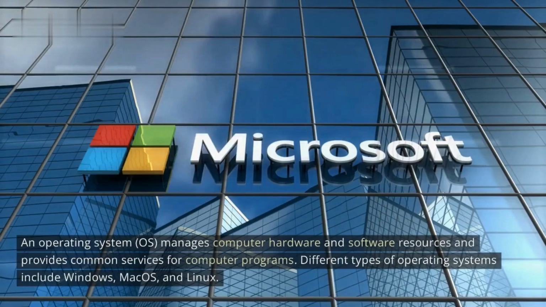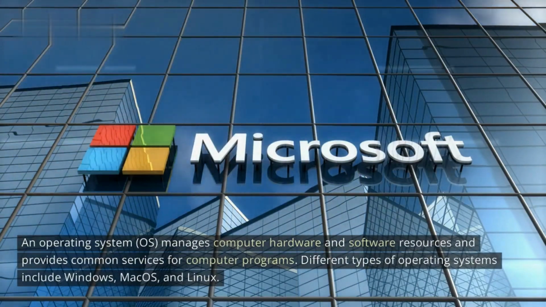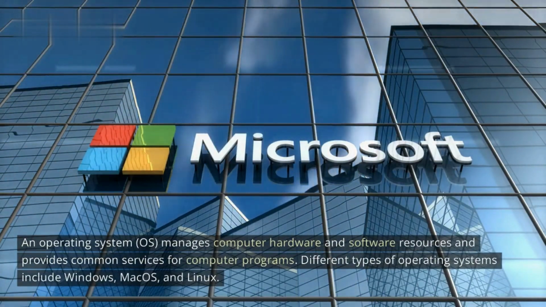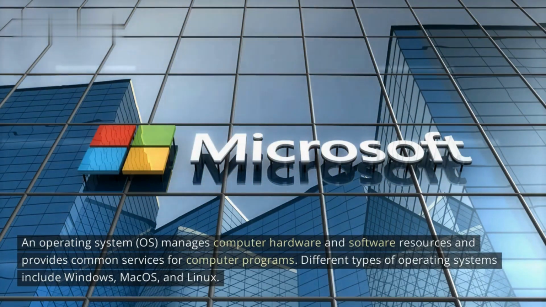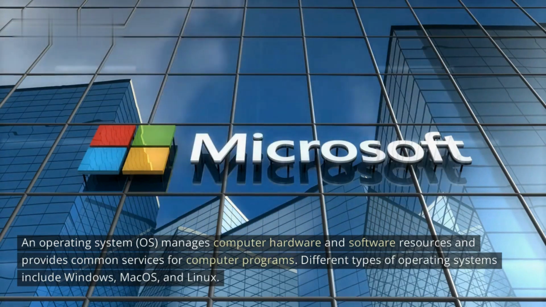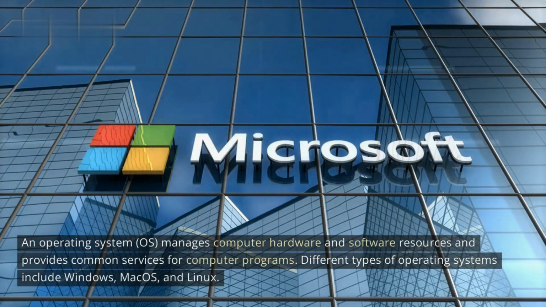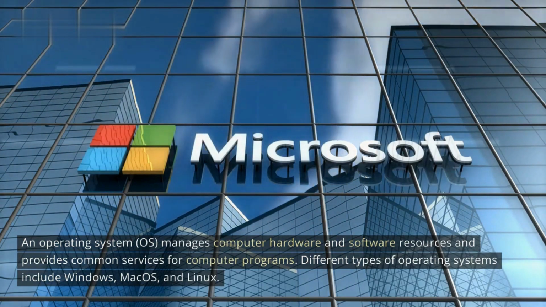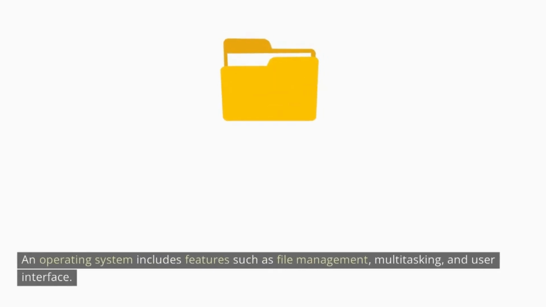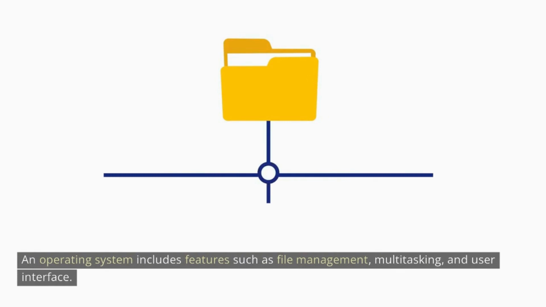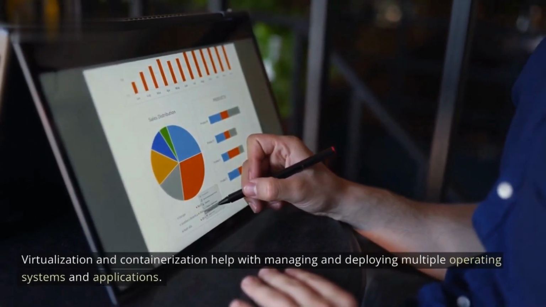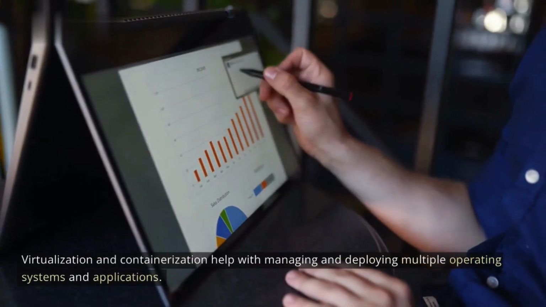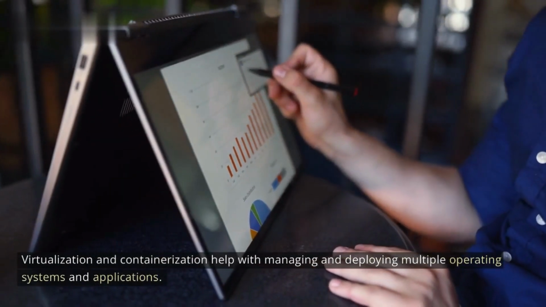An operating system (OS) manages computer hardware and software resources and provides common services for computer programs. Different types of operating systems include Windows, Mac OS, and Linux. An operating system includes features such as file management, multitasking, and user interface. Virtualization and containerization help with managing and deploying multiple operating systems and applications.